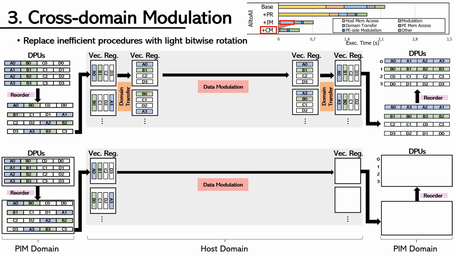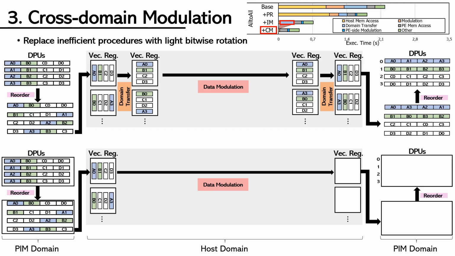So the overall procedure is the same as before until the data is sent from the DPUs to the vector registers. In the technique above, we performed domain transfers before and after modulation so that the host can read and interpret the data while it is processing them.